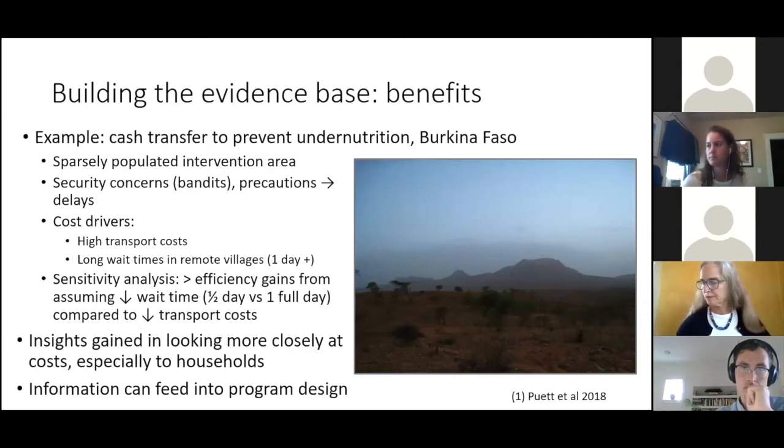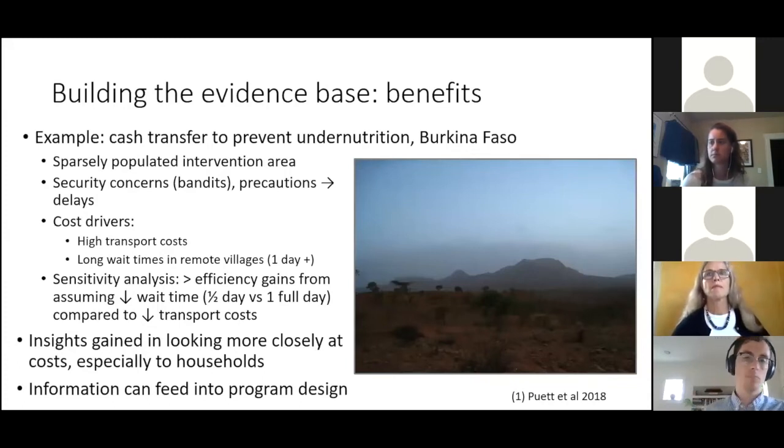And this was both because the private partner that we worked with to distribute the cash brought in armed cars to distribute to more remote villages, and because, due to the intervention area being so spread out, we had our program staff visiting the villages every month to discreetly remind them about the upcoming distribution. Because of the distribution delays, we also had very long wait times in remote villages, a day and longer.